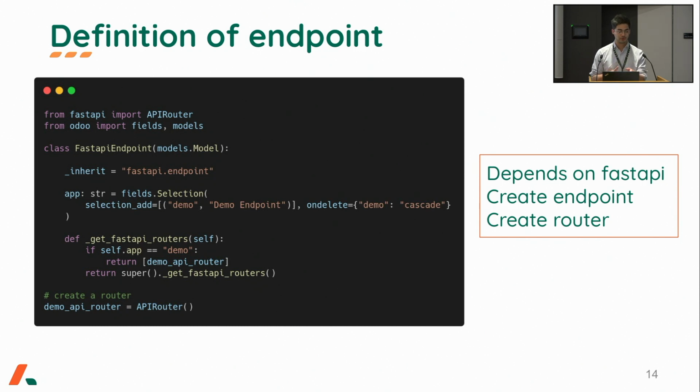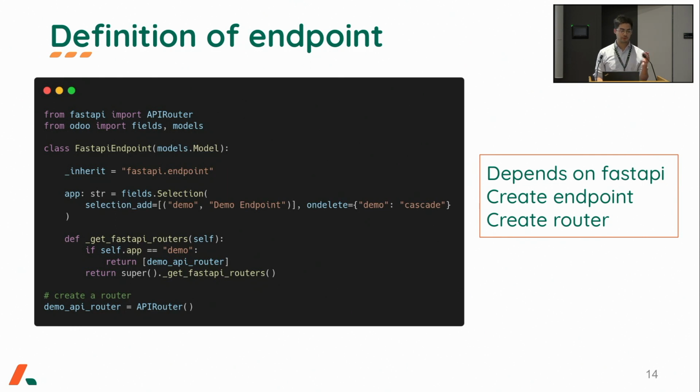First of all, add your new endpoint. So here my endpoint is demo endpoint to the field selection app of the model FastAPI endpoint. And secondly, attach the routers of your application to this endpoint. So here, for the moment, I have only one router, the demo API router that I'm instantiating right on the bottom underneath the definition of my FastAPI endpoint. So now I have a new module that contains an endpoint and a router.